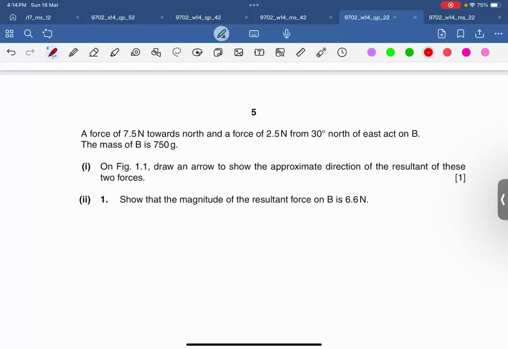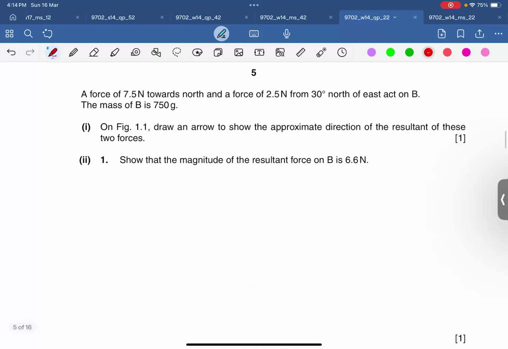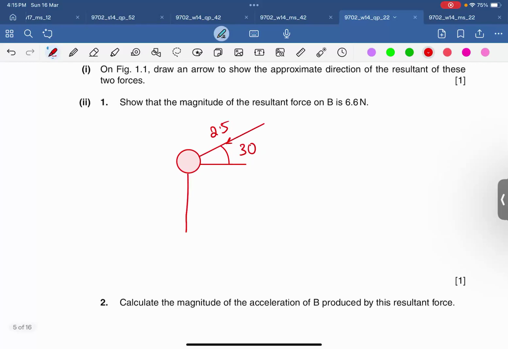Now, if you just redraw the whole thing, so that is the object. We have this force acting with 2.5 Newton at an angle of 30 degrees. And now we have the vertically upward force.